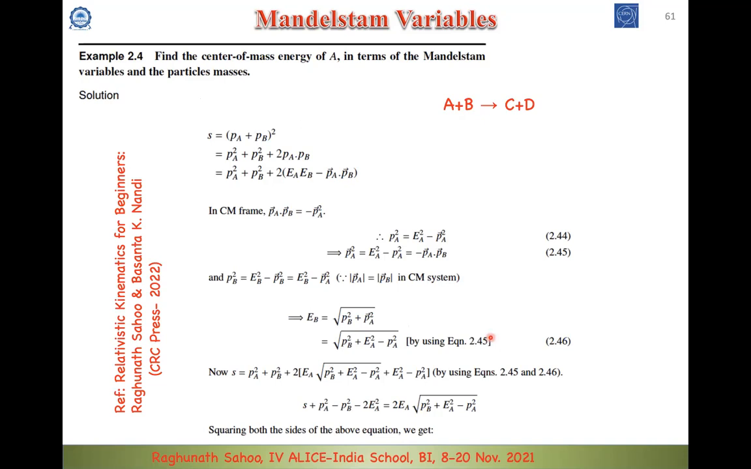our upcoming books: find the center of mass energy of A in terms of the Mandelstam variables and the particle masses. Okay, so if you have A plus B going to C plus D, you express the center of mass energy of A in terms of the Mandelstam variables and the particle masses. And I urge you to try to solve this problem using 4-vectors, and I have given the solution here. Okay.